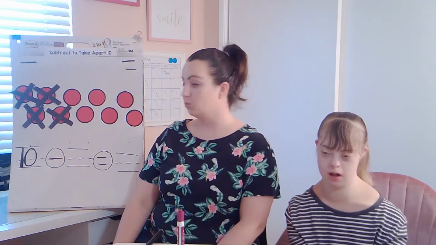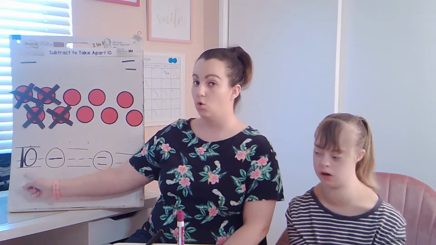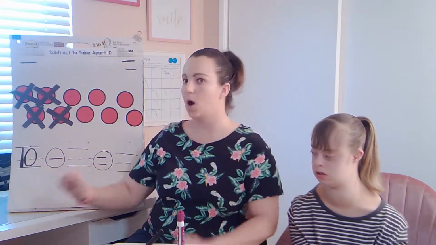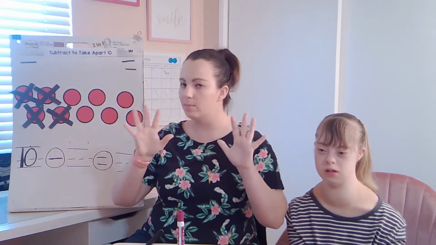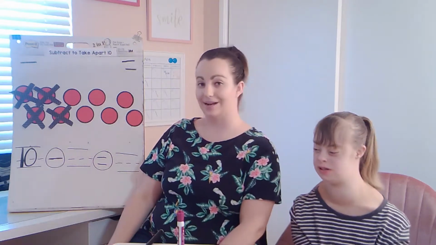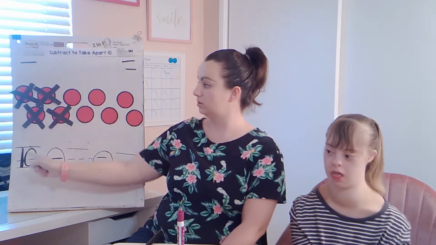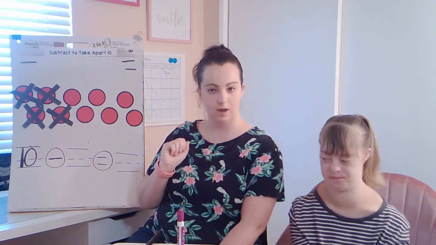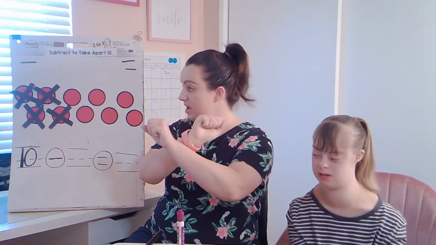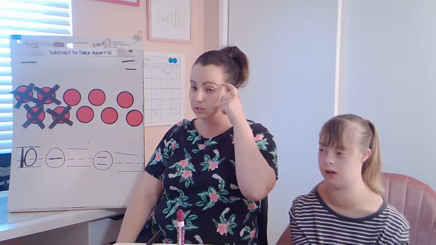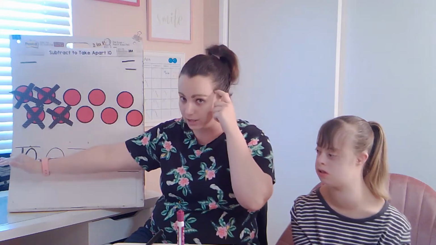We are still working on subtracting or taking away from 10. Quite a big number for us in kindergarten, okay? 10. So let's go ahead and look up here. Let's take note of what we see. I see some red counters or circles. I see we have some X on them, so some are being taken away. That signals to me that we're doing subtraction.